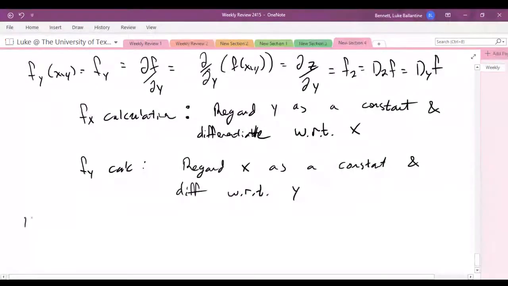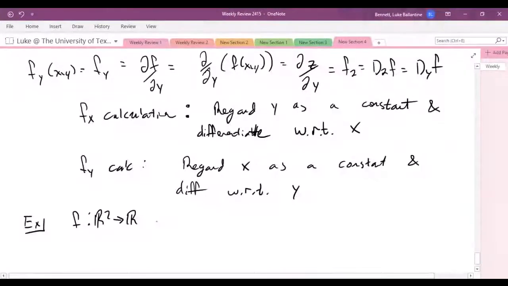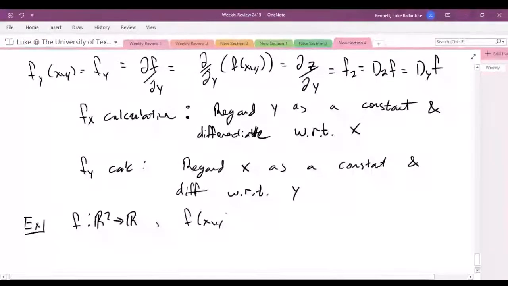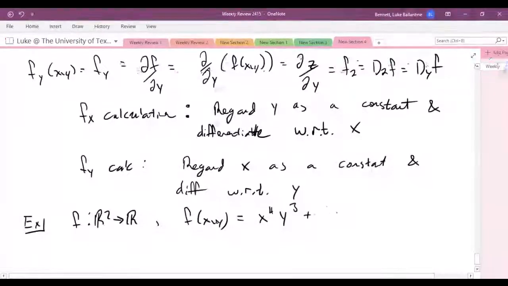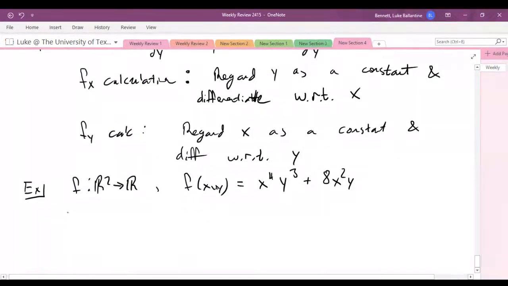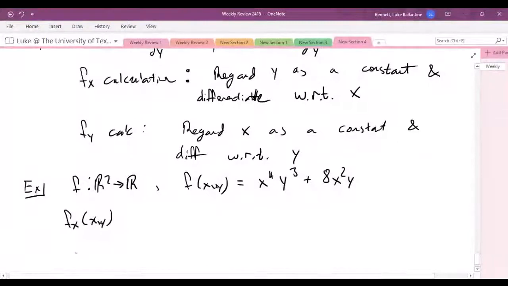Example. f maps R2 into R, given by f of xy is equal to x to the fourth y cubed plus 8x squared y. Calculate f sub x of xy, f sub y of xy. Okay. So we have two terms, right? We have this term, this term. Let's work on f sub x first.